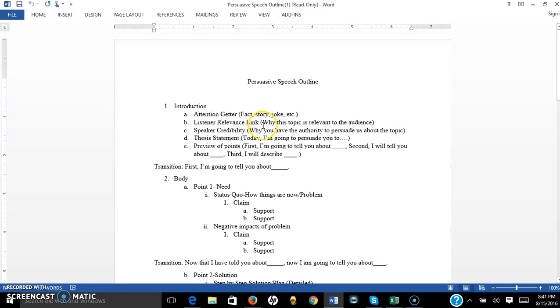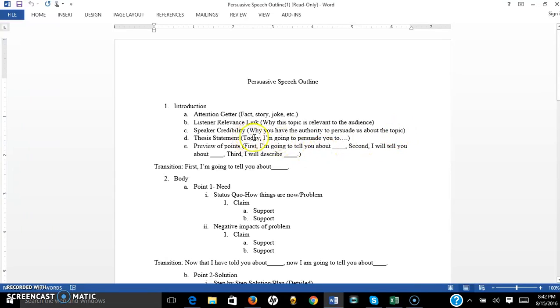Then you have your listener relevance link. Why is this topic relevant to the audience? Be specific. You know your audience members by this point. So make sure you're driving that home, why they should continue listening to your speech. Then, for the speaker credibility statement, why are you the authority? Why are you an expert on this topic? Maybe you've been studying this for 6 weeks. Maybe you have experience with whatever you're talking about. That's where you tell it there.